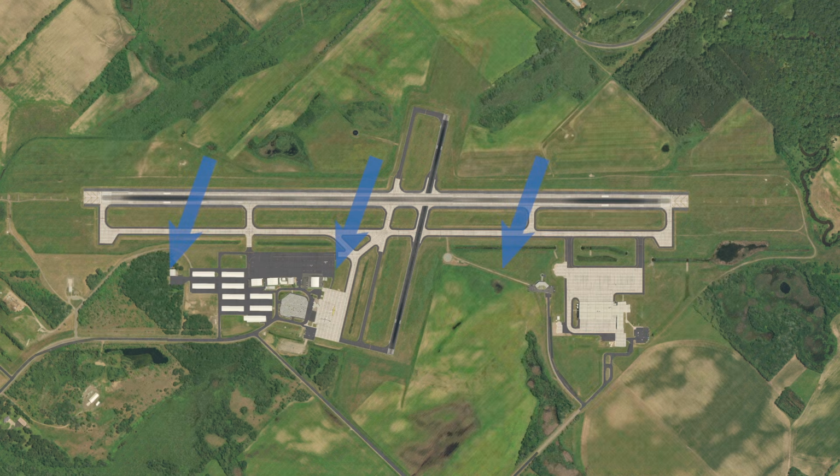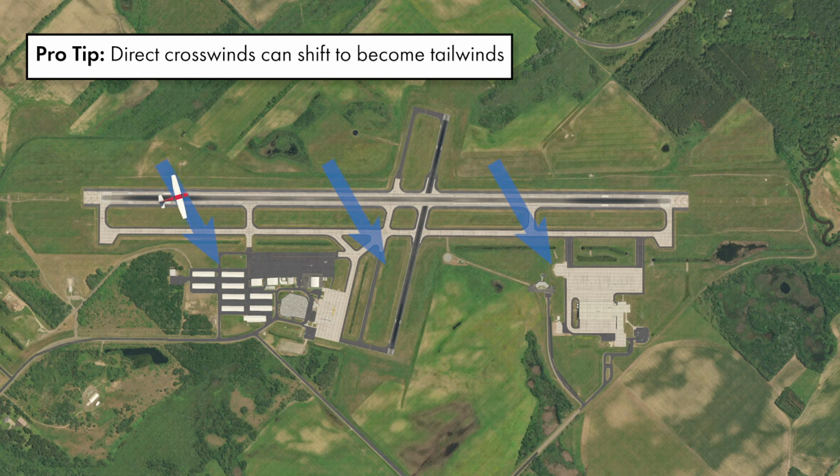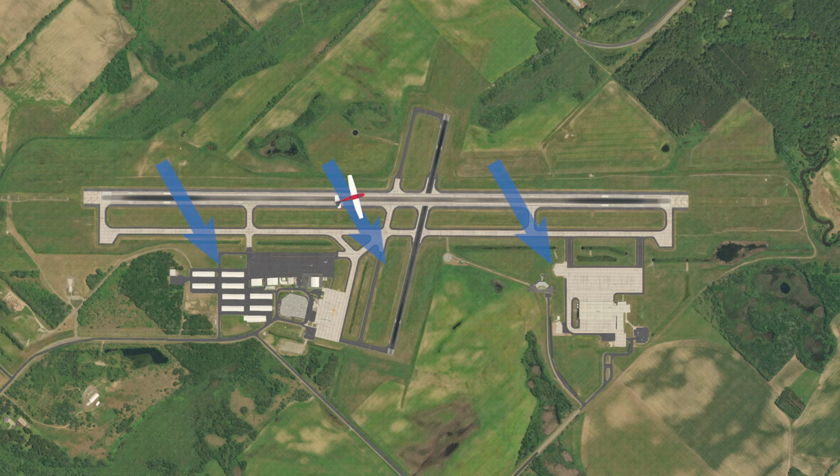Tailwinds should be avoided. They're more harmful than headwinds are beneficial. And a direct crosswind can easily shift a little to become a tailwind. For that reason, a quartering headwind at one airport might be a better choice than a direct crosswind at another, even if the quartering headwind is stronger and has a greater crosswind component.